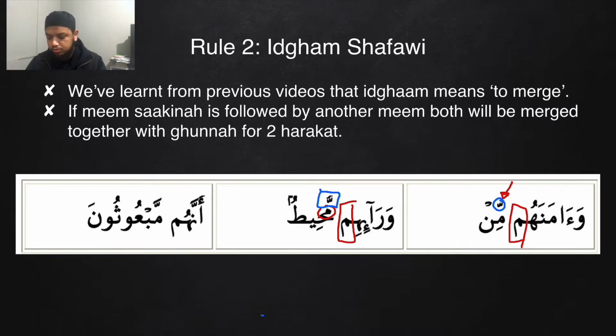أنهم مبعوثون. We have a meem sakina followed by another meem. So we will do idgham shafawi, which is ghunna for 2 harakat. So we have أنهم مبعوثون. So remember, whenever we have a meem sakina followed by another meem, we do ghunna for 2 harakat.